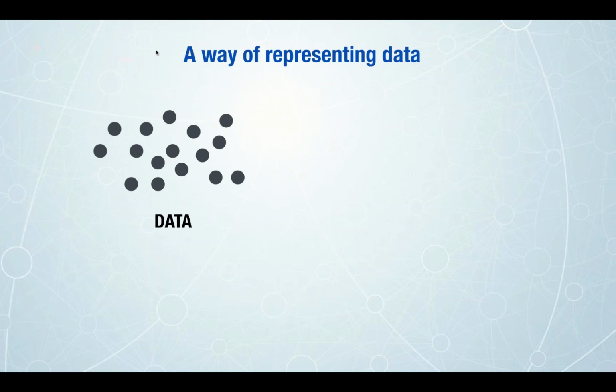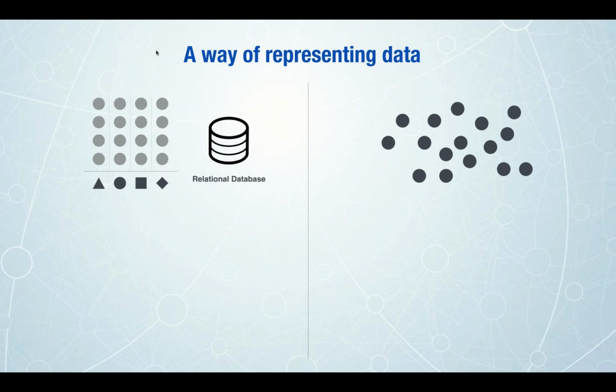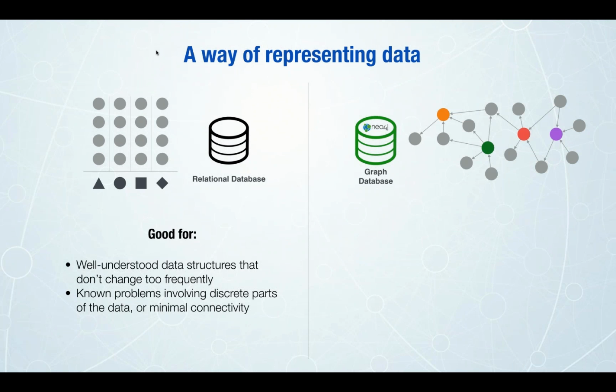So really with graph databases, we're talking about a way of representing your data. Let's compare this with traditional relational databases that take your data and fit them into tables and rows. With a graph, we're really talking about leaving the data in its context and taking advantage of the relationships among the data. So a relational database is very good for when we have a very well understood data structure that's not changing. We don't need to do lots of schema migrations. And we have very well-defined, known problems that involve discrete subsets of our data. So places where we have minimal connectivity.